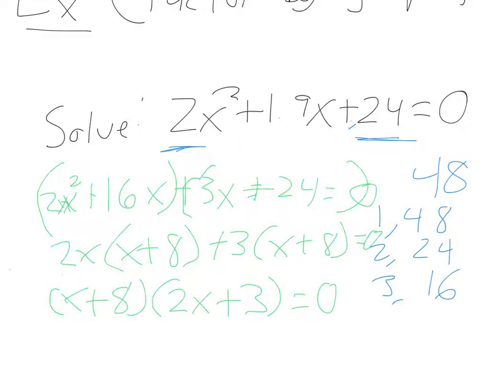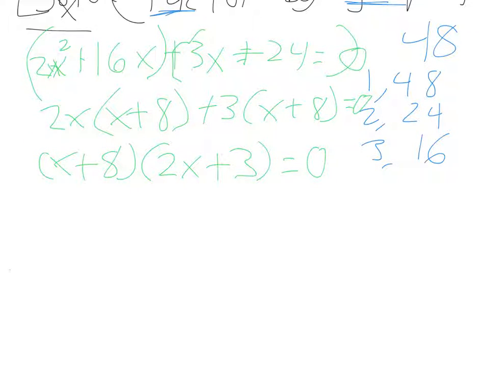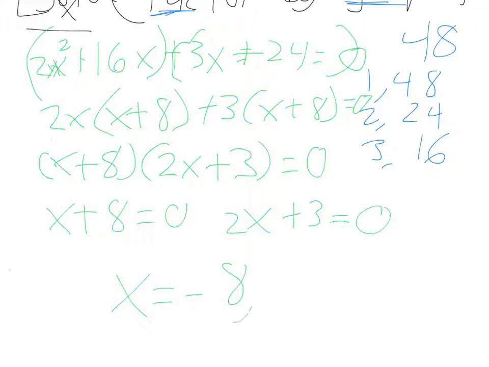So now, if you set both of these factors equal to 0, you should have x is equal to negative 8 for the first one, and then if you solve the second one for x, you should have negative 3/2.